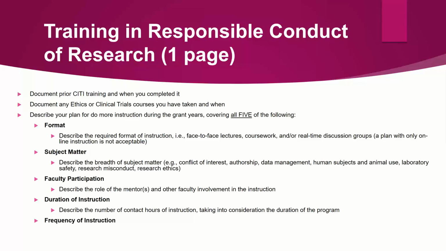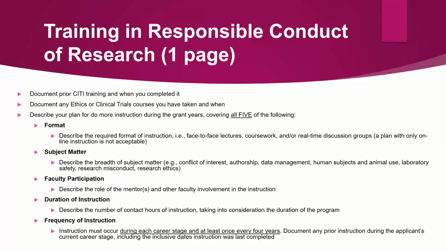Also give details about the frequency of instruction. If you're taking a class, is it 3 hours a week? Is it 1 hour a week? If you're taking a workshop, is it a 4-hour workshop? Is it an all-day workshop? And instruction must occur during each career stage and at least once every 4 years. So you want to document any prior instruction used during the applicant's current career stage, including the inclusive dates instruction was last completed. Essentially you want some ethics training in the K99 and R00 phases of your grant.